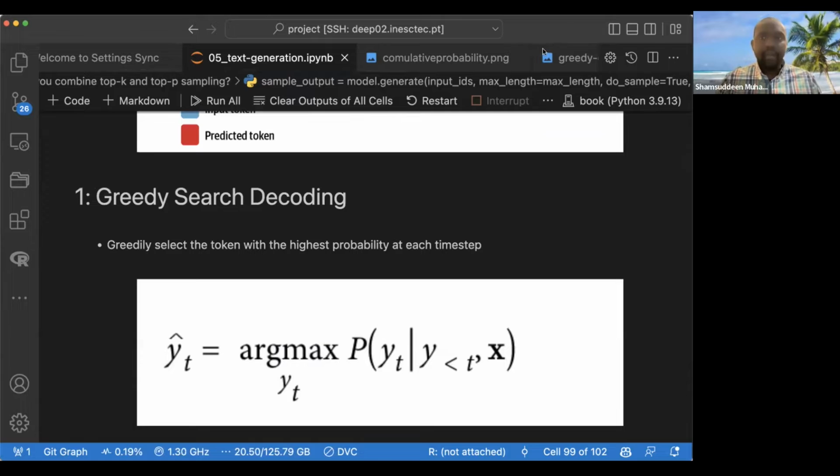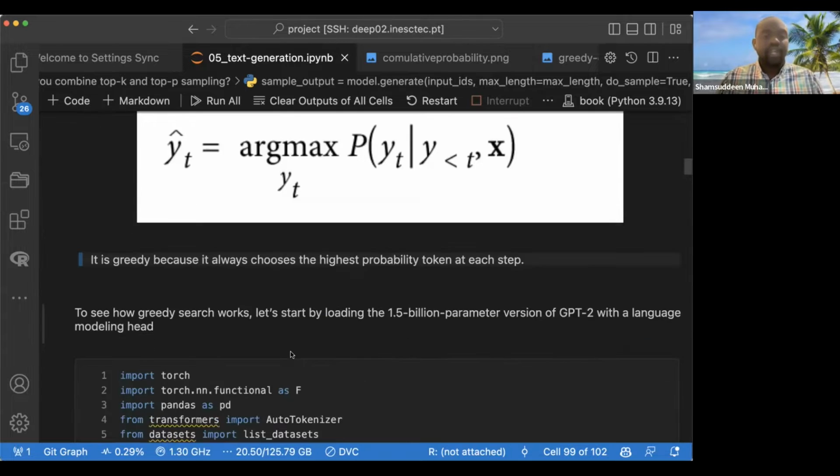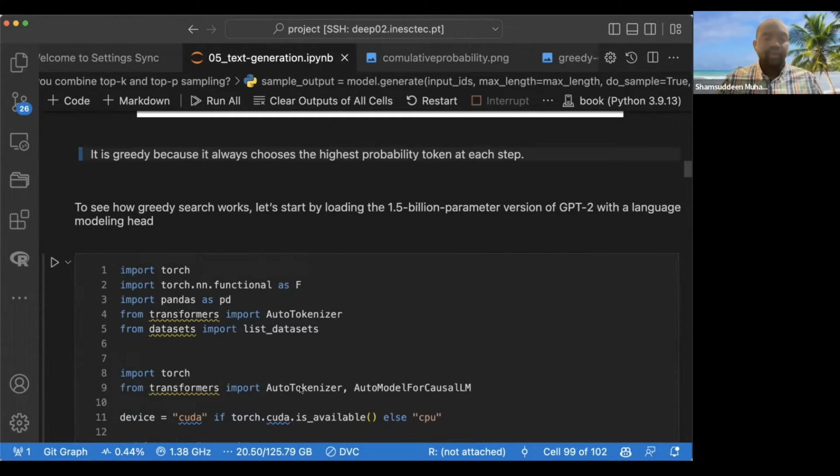That's what the greedy search uses. So we can just apply the argmax and select the best one, which is basically similar to what we use when choosing this step, the best one. So let's look at how we can use GPT-2 to do text generation with this greedy search.